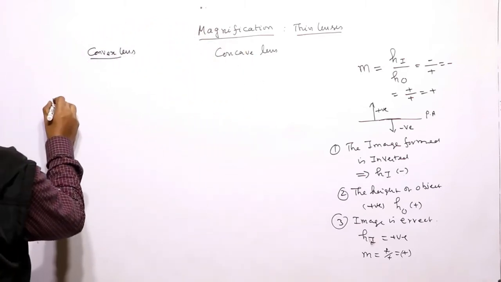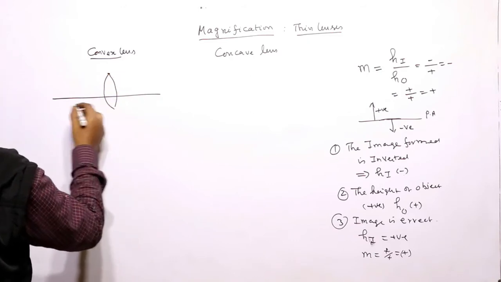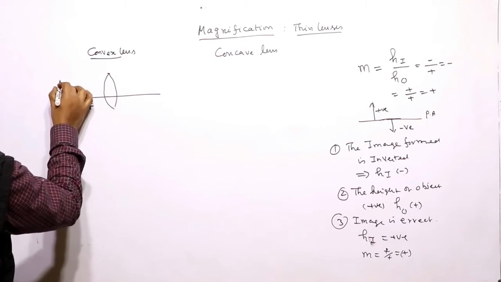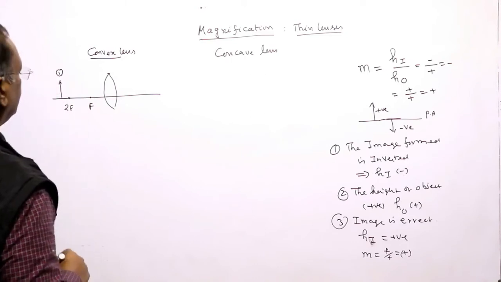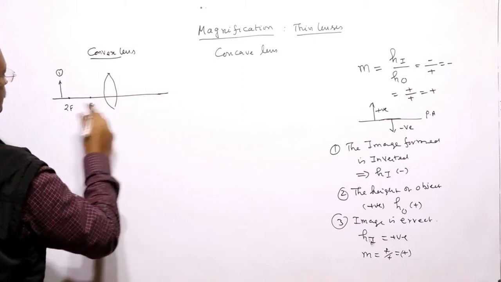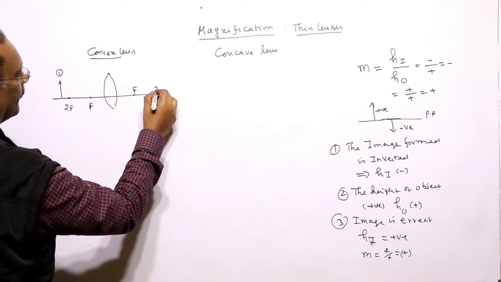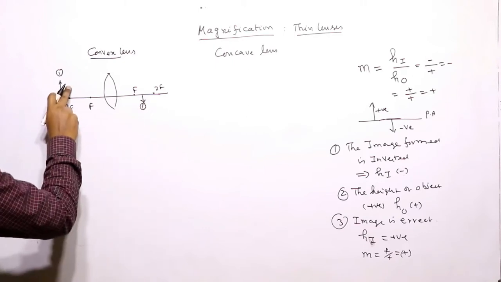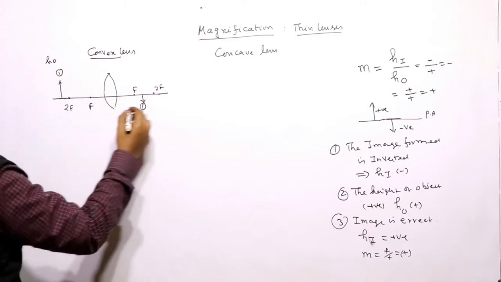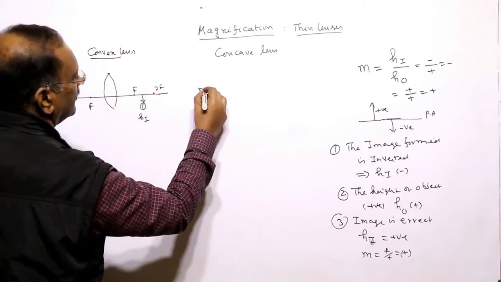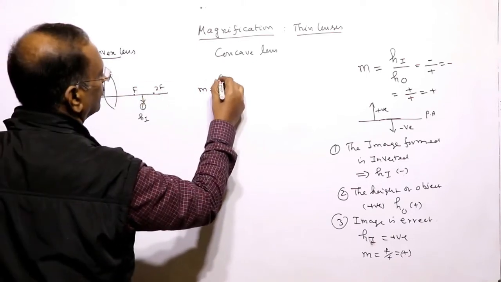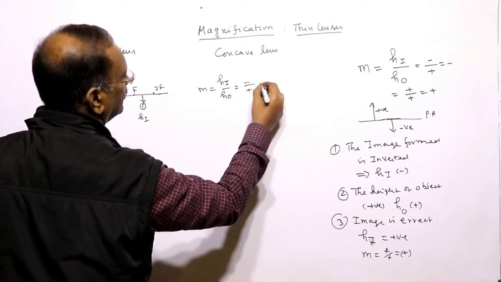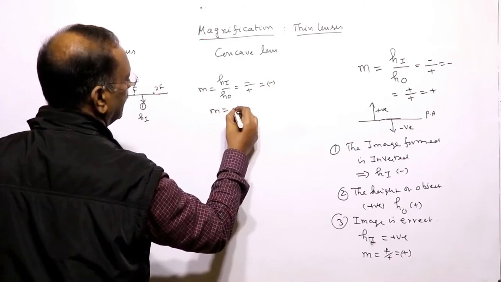So for the convex lens, first case: if the object is kept beyond 2F, then the image is formed between F and 2F, and it will be a small image. In this case, the height of the object is positive and the height of the image is negative. So magnification is equal to height of image by height of object, which is negative by positive, equal to negative. So magnification is negative.